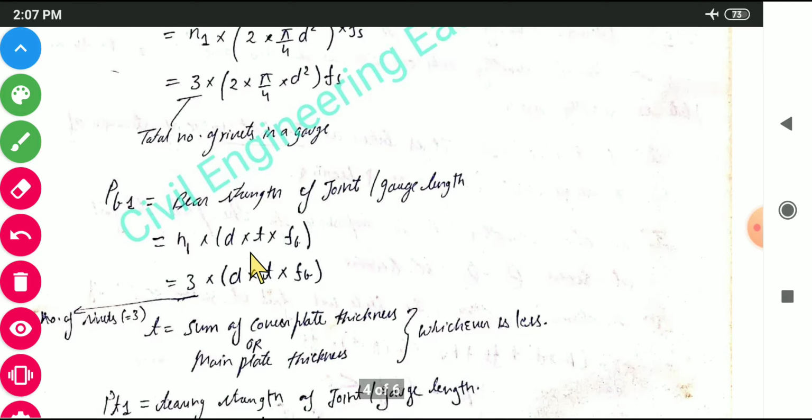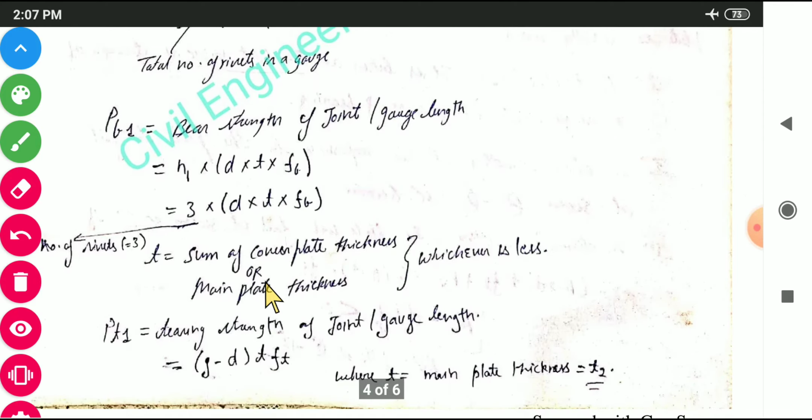Same way, for the bearing strength of the joint or a gauge length, the formula remains the same, except n is replaced with n1. n1 is 3 again, the number of rivets in the gauge. And what will be the t? Again t will be the sum of the cover plate thicknesses, that is T1 plus T1, or the thickness of the main plate, whichever is less. So t you can decide from here.